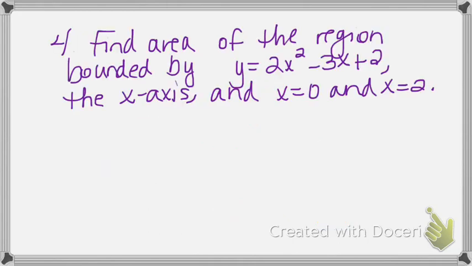Alright, so what if instead of just giving me the integral, it says find the area of this region and here are the bounds? Well, the first thing I want to do is graph that equation: 2x squared minus 3x plus 2.